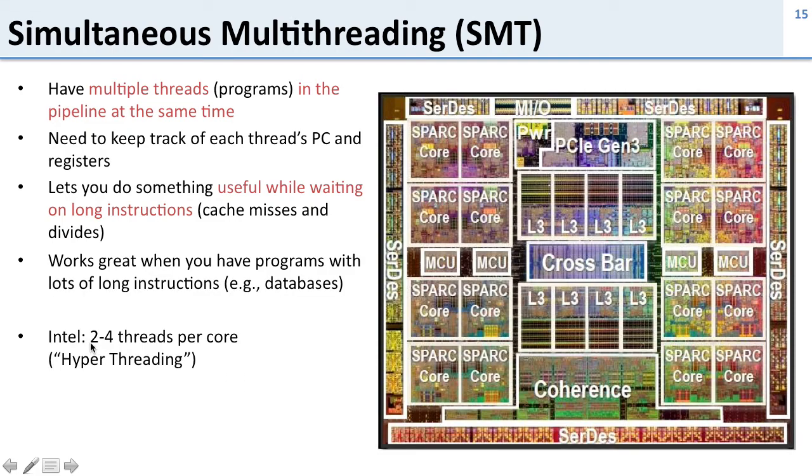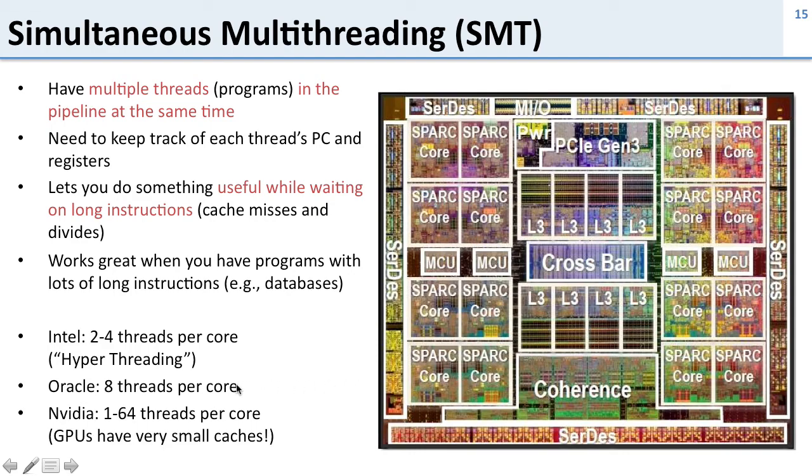Intel also does this. So they have between 2 and 4 threads per core, this hyper-threading. Now Intel's hyper-threading is much less useful on desktop and laptop machines just because the software doesn't work as well with it. Oracle has 8 threads in each of these cores because it's great for databases. And NVIDIA on their GPUs have somewhere between 1 and 64, depending on how you count, threads for each core. And the reason for this is each thread does a different pixel in a 3D scene. So you've got lots and lots of threads that you can do at the same time.